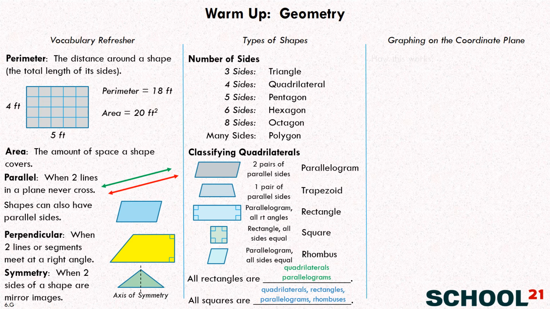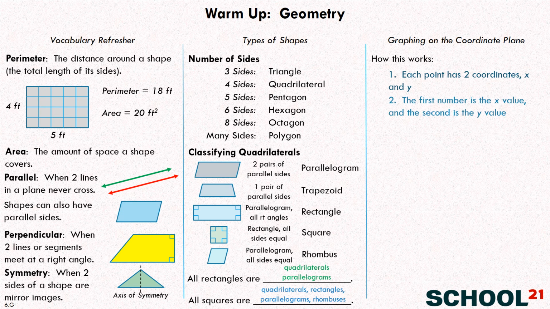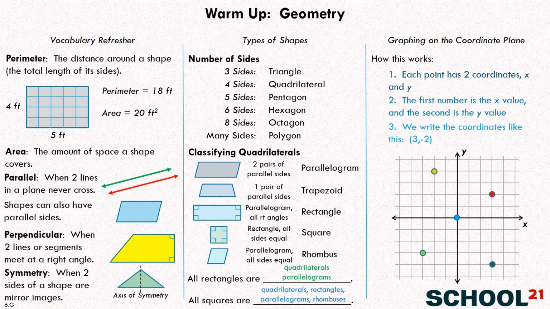Okay, so now let's move on to the last section here, graphing in the coordinate plane. So let's review how this works, okay? Each point has two coordinates, one for x and one for y. The first number is the x value, and the second is the y value. And we write the coordinates like this. Here I put an example, (3, -2). Okay, so the 3 would be which value, the x or the y? X. And the -2? Y. Okay, good.